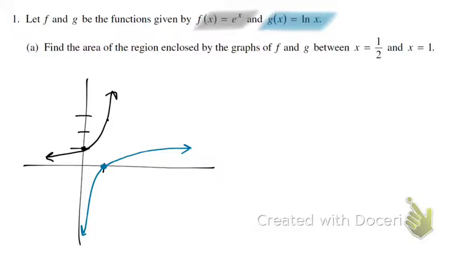So it says to start at x equals 1/2. So the line x equals 1/2 is right about here. And that is this function right here. And last but not least, the other bound is x equals 1. X equals 1 is about right here. So the area that we are looking at is the area inside of these two places right here. That pink area that I just highlighted.